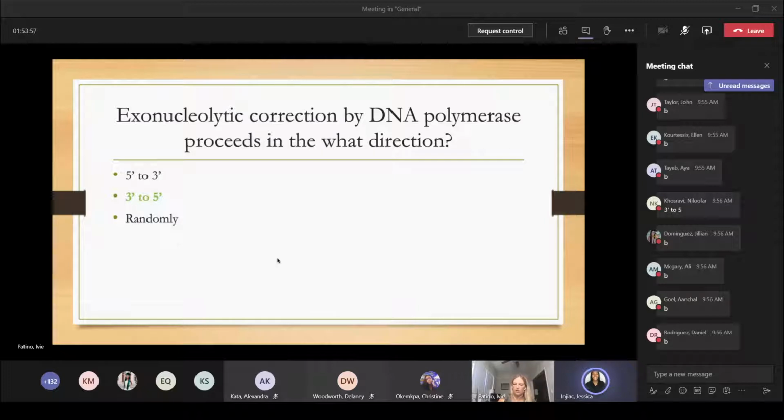Okay. So in the chat, someone's saying, do we need RNase H for PCR? No, we don't, because we're using DNA primers. Oh, okay. Thank you.